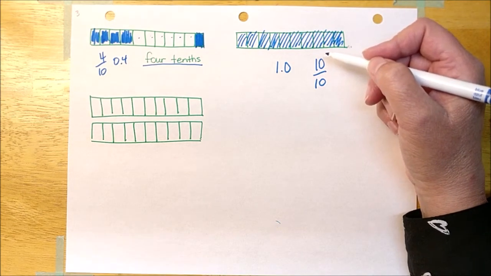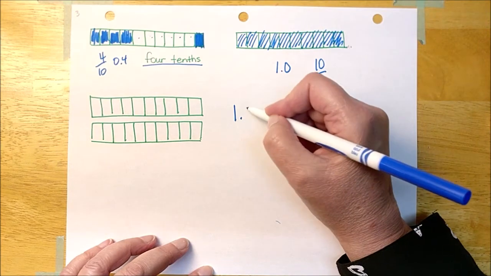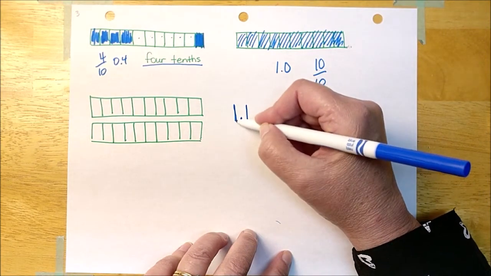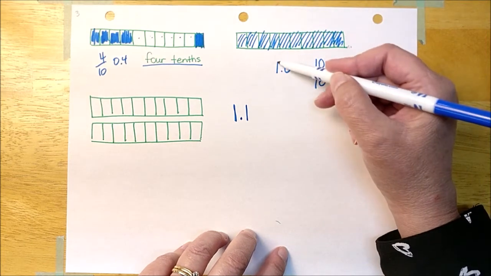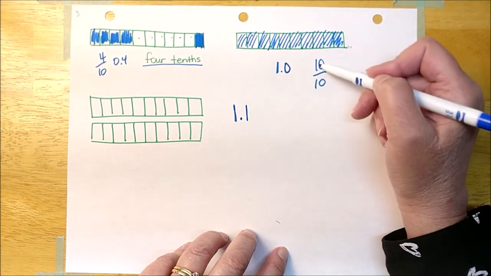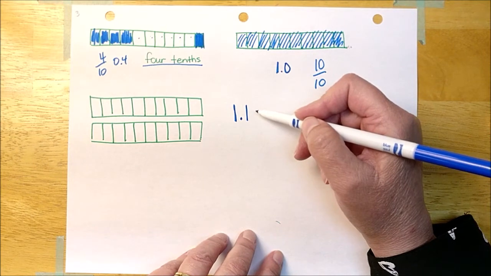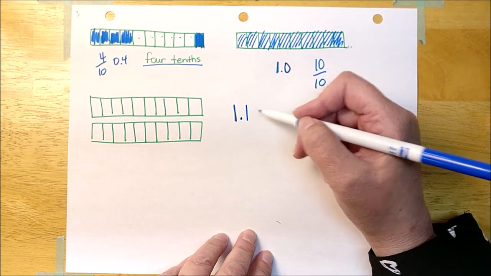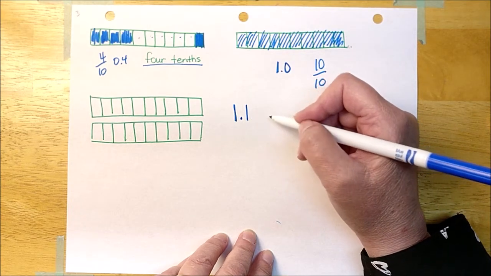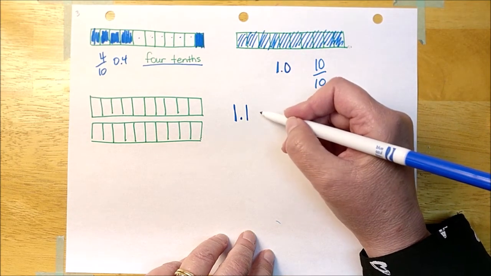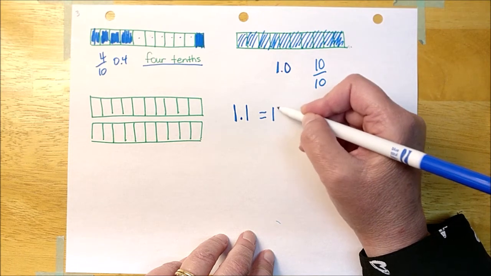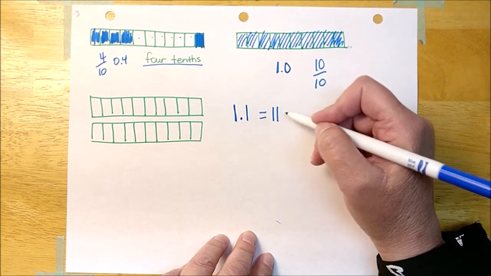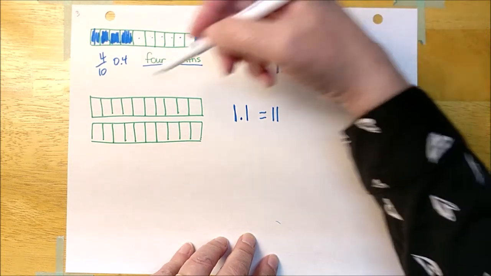So now I'm going to have the number 1.1. So if 1.0 is 10 tenths, how many tenths do you think 1 and 1/10 is? It is 11 tenths. So there's 11 squares that need to be colored in.